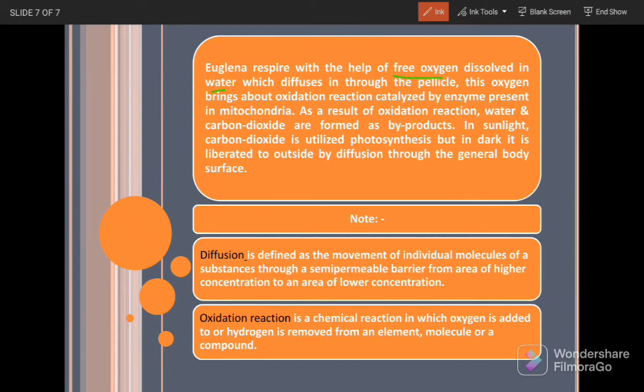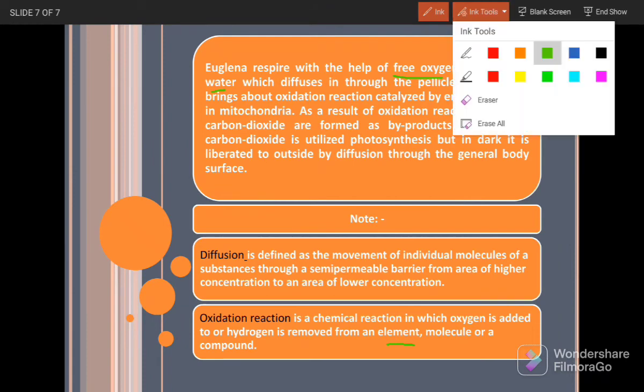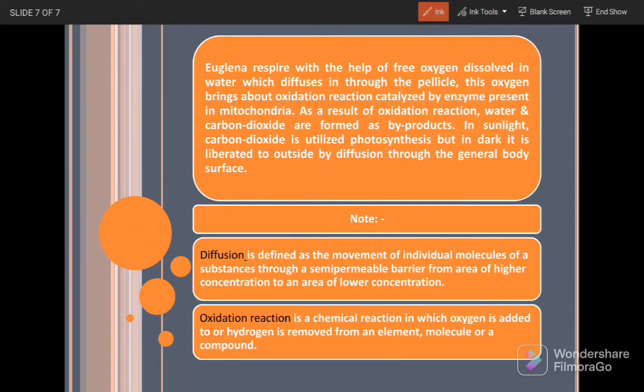Now, an oxidation reaction is a chemical reaction in which oxygen is added, or we can say hydrogen is removed from the elements. It can be elements, molecules, or a compound. Now, back to our topic, respiration. I hope diffusion and oxidation reaction are understood, as both are present in respiration. Euglena respires with the help of free oxygen dissolved in water.